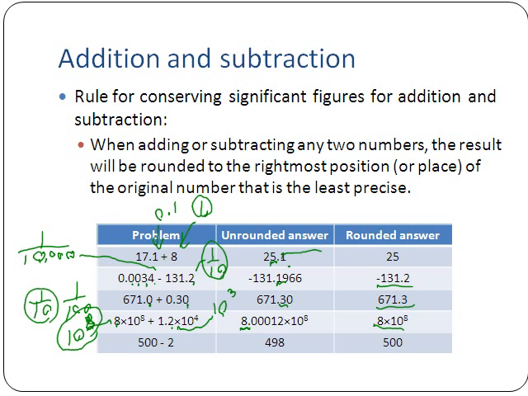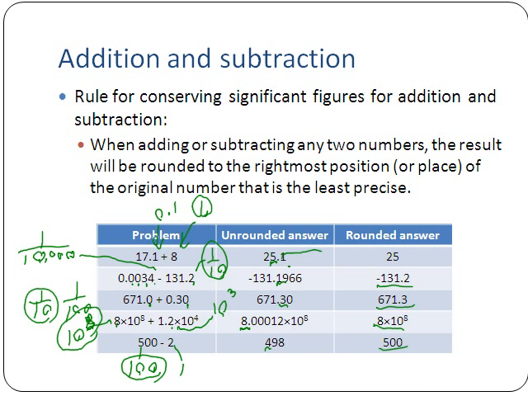Our final one here is 500 minus 2. That's just 498. The 500 is rounded to what spot? Well, the last two zeros aren't significant because they're trailing and they're to the left of the decimal. So our last significant place is the hundreds place. For the 2, there's only one place, the ones place. Which one is less precise? The hundreds place is less precise than the ones place. So we round to the hundreds place, right here. 498 rounded to the nearest hundred is 500.